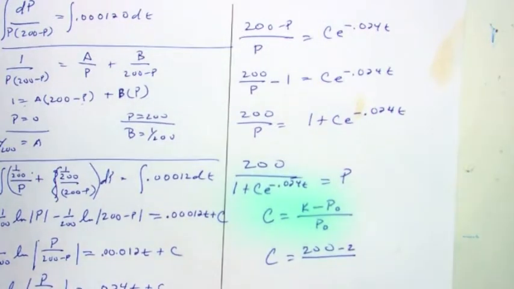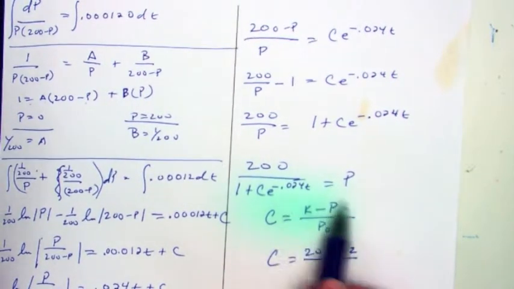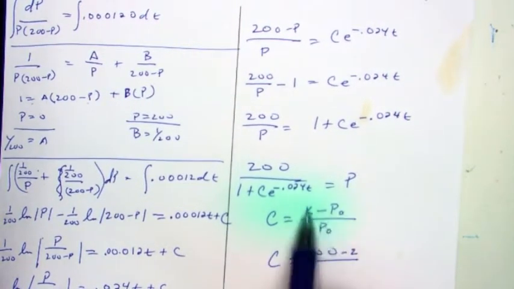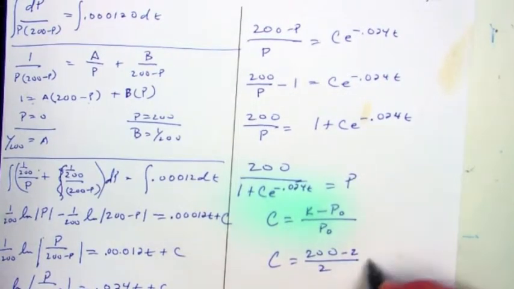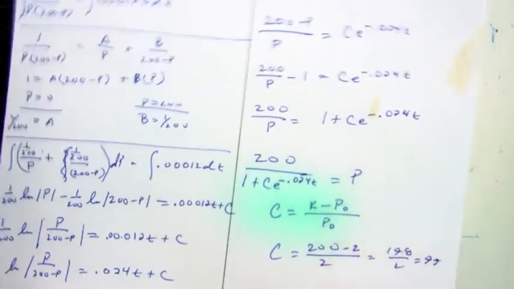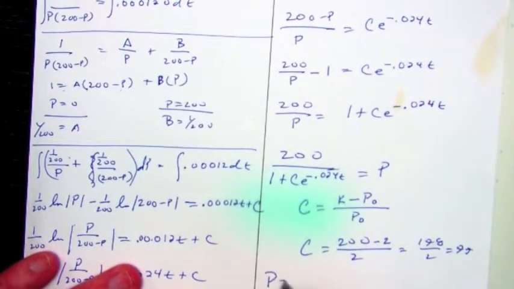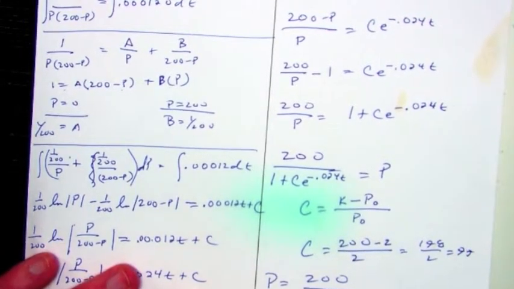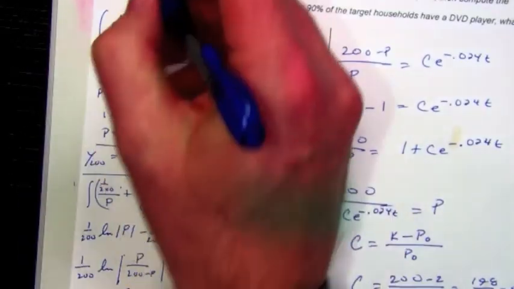Remember, this is the relative start. This is how much it changed relative to the start. So I get 198 over 2, which is 99. So my equation is going to be p is equal to 200 over 1 plus 99 e to the negative 0.024t. All right. So we did this part.